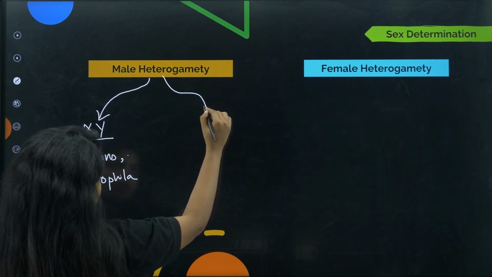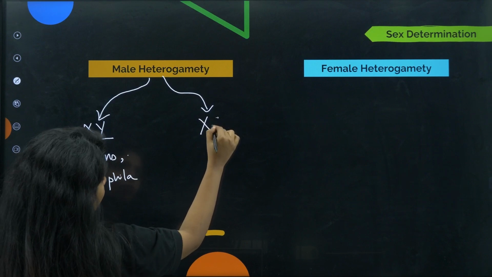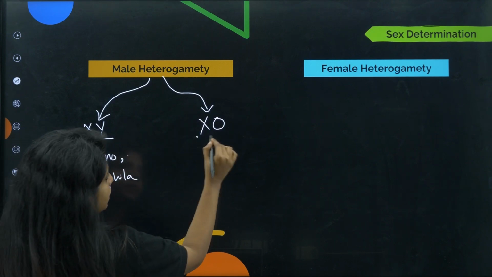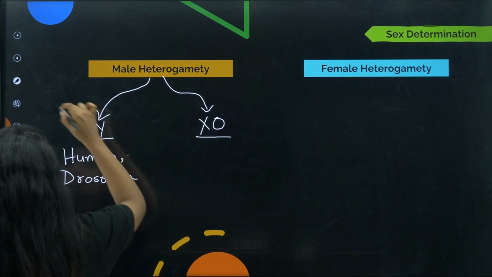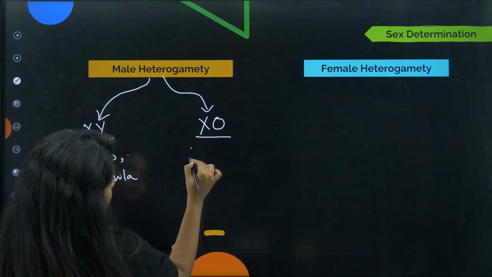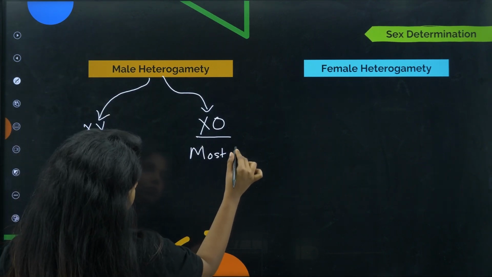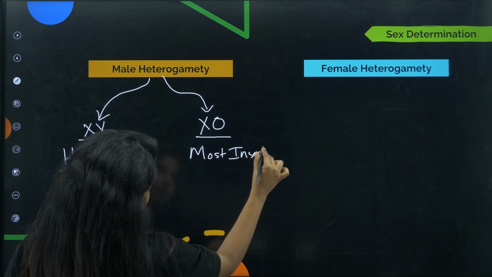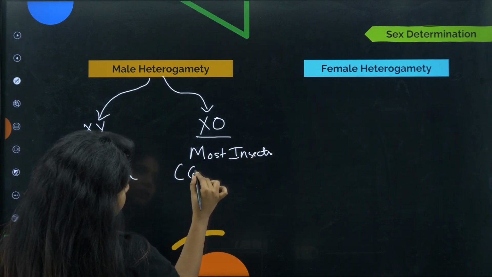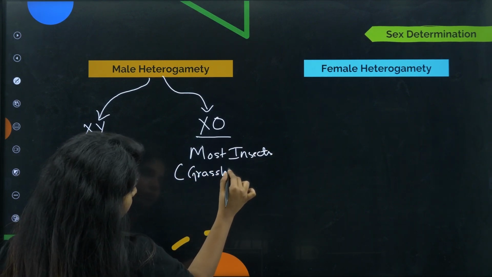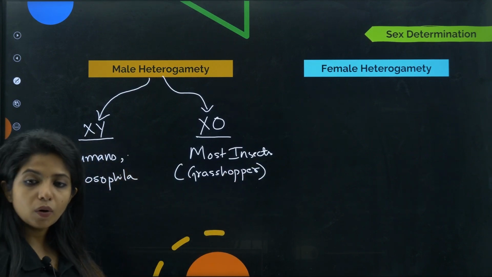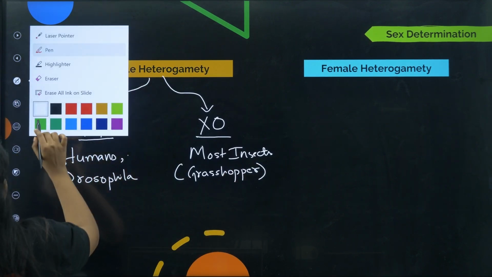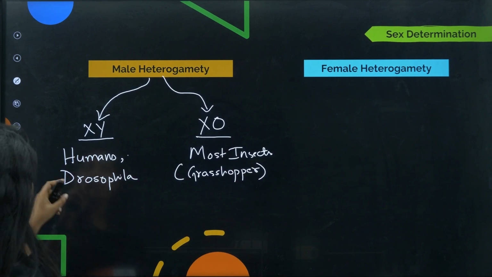Now the next thing is XO. What do you mean by XO? Basically this is shown by most insects. In your NCERT, the example given is the grasshopper. Now what happens over here? Let's see that. XO, what do you mean by that?